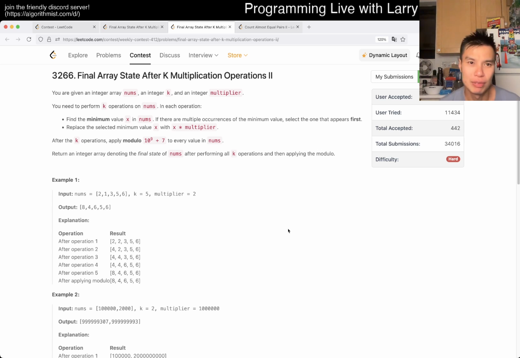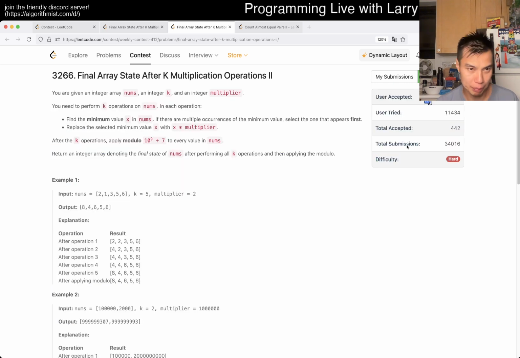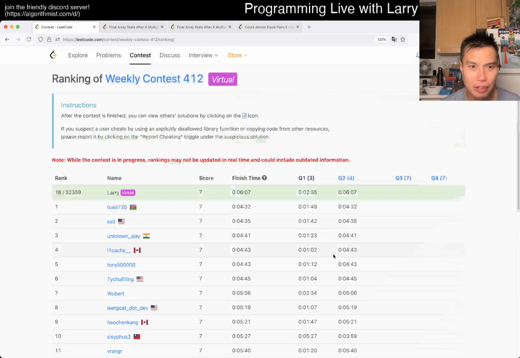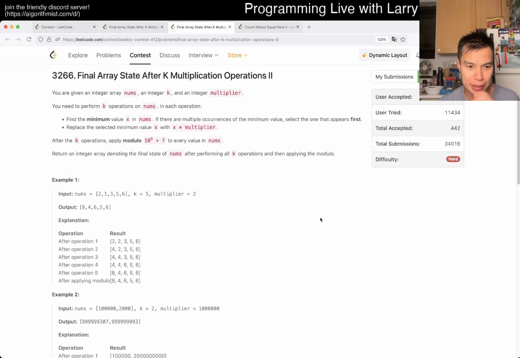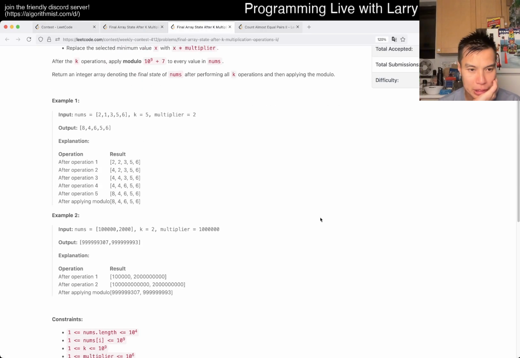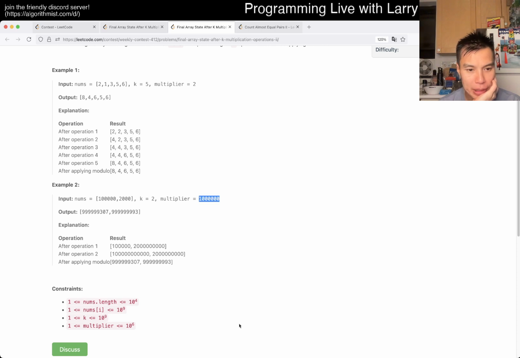Oh, only 442. I mean, that's the only problem with virtual, is that I almost wish they didn't show us the total accepted part, because it's a bit of a spoiler on how hard it is. Also, these are 2 hard problems. Huh. I might skip ahead, but let's see if I can think about this. Multiply can be big.